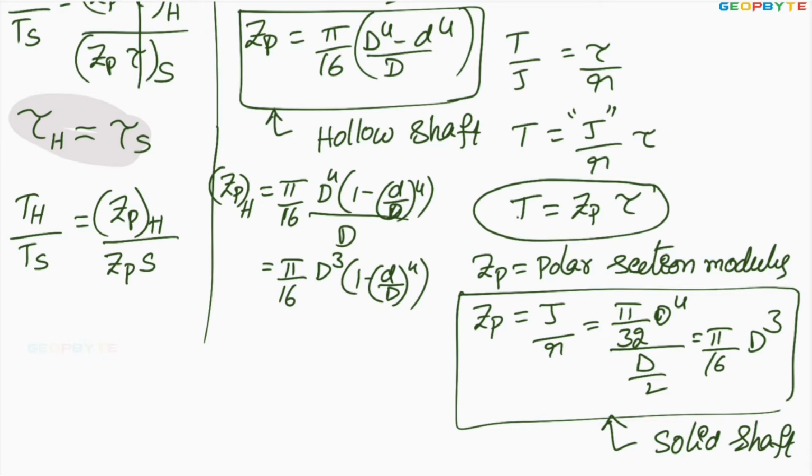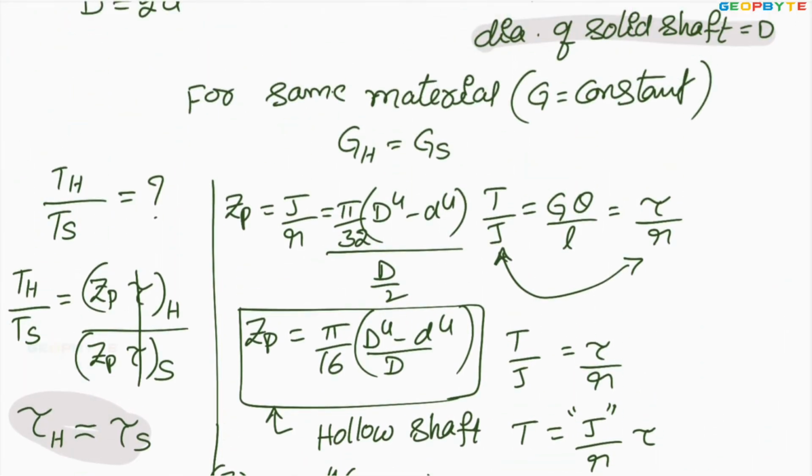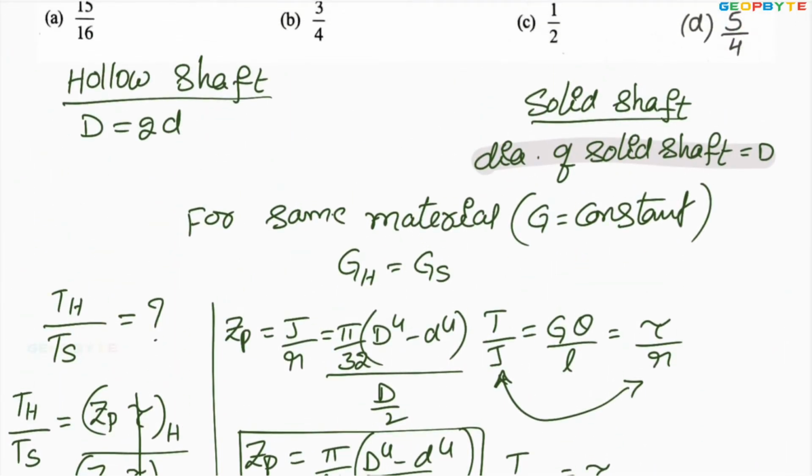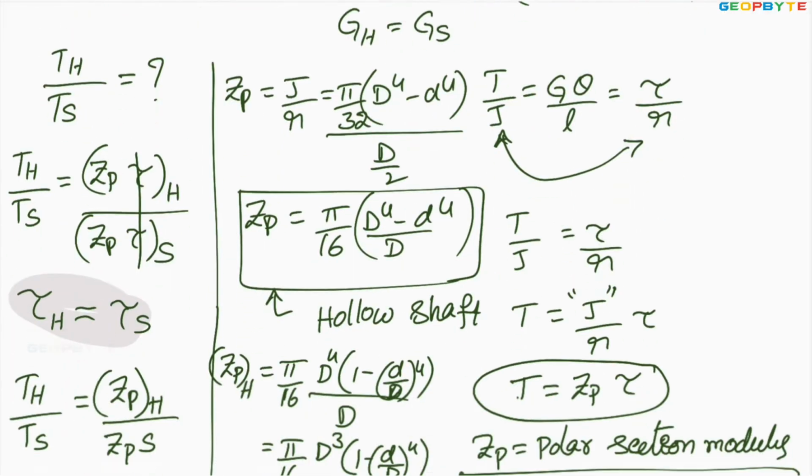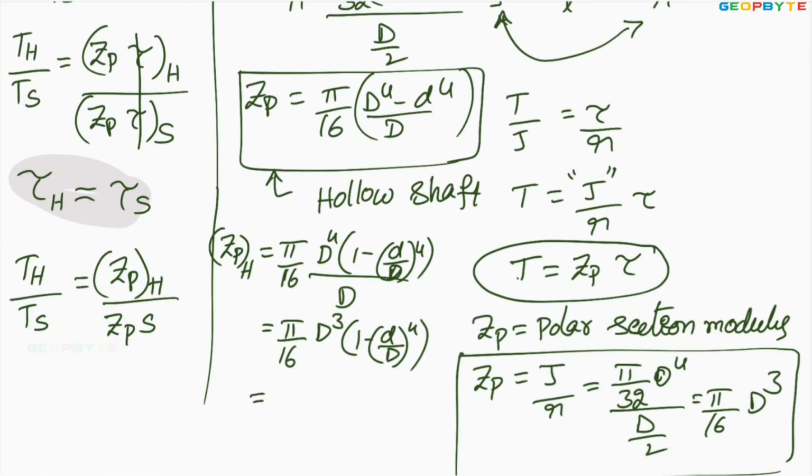But what is the relation between the outer diameter and inner diameter of the hollow shaft? Outer diameter equals twice the inner diameter, or inner diameter by outer diameter equals 1 by 2. Now it can also be written as pi by 16 into D cube into 1 minus small d by capital D, 1 by 2 power 4.